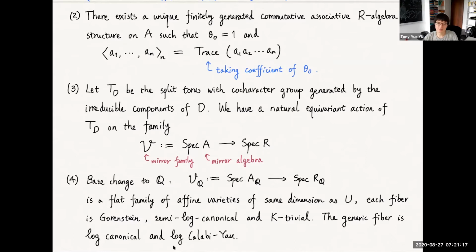It's also predicted by the philosophy of mirror symmetry that when we start with our log Calabi-Yau variety and count rational curves, by counting rational curves, we obtain another family of log Calabi-Yau varieties with certain singularities. So let me make some remarks on this theorem.